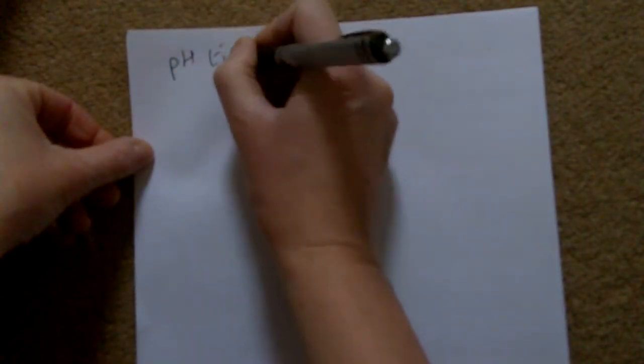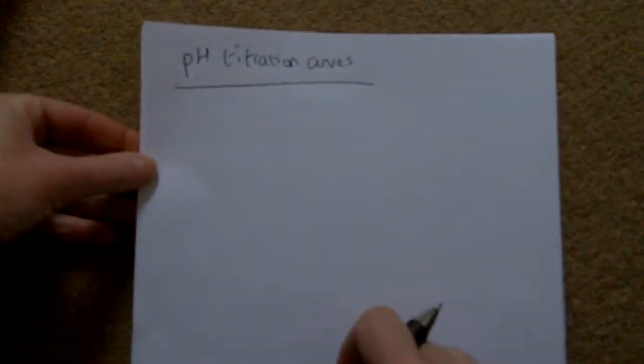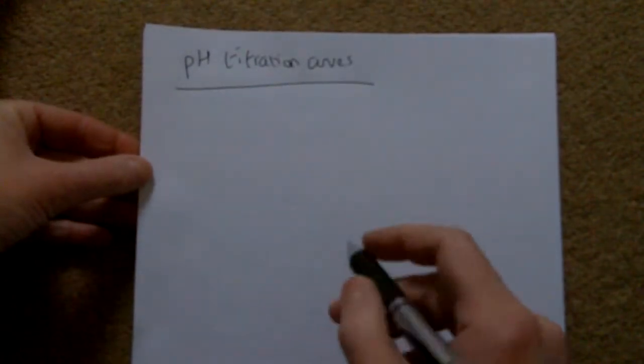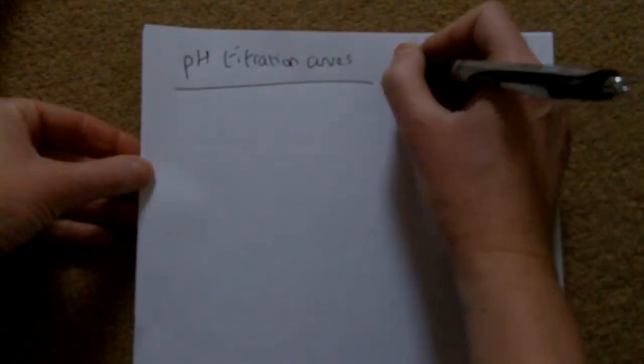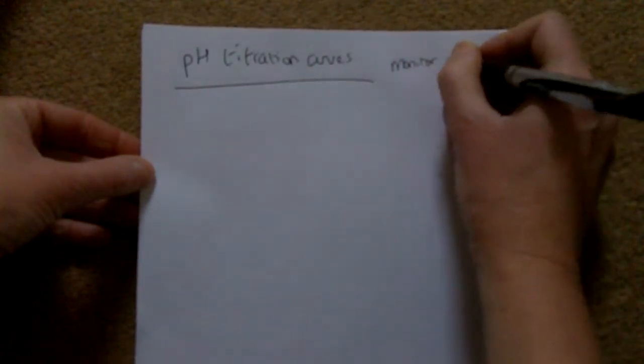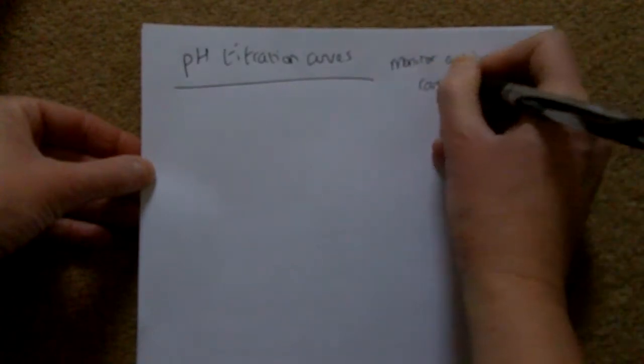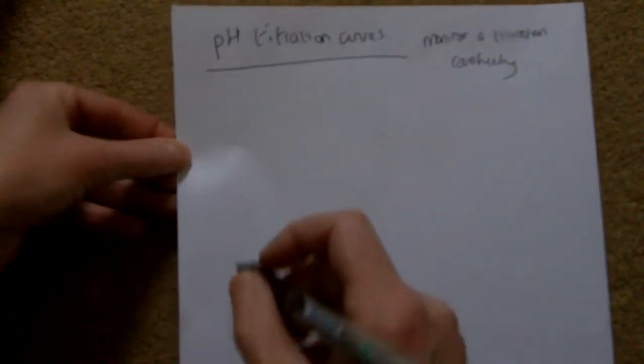Okay, pH titration curves. This is just a way to monitor a titration slowly and carefully. So let's first draw what a titration curve would look like.